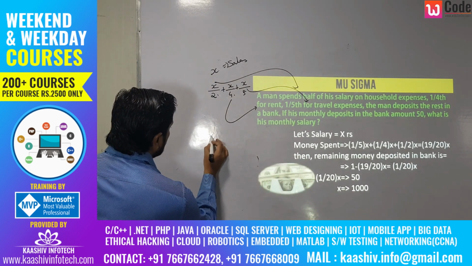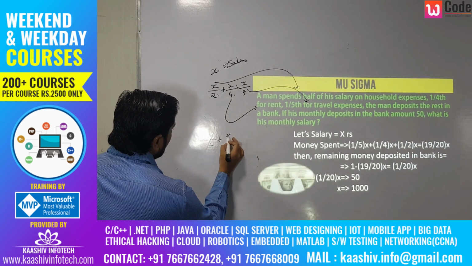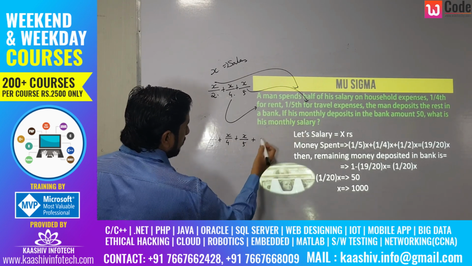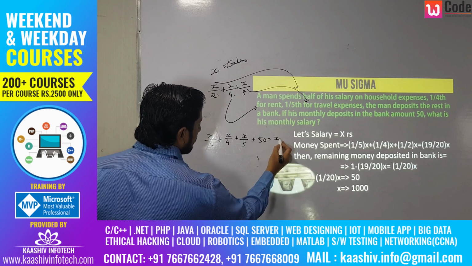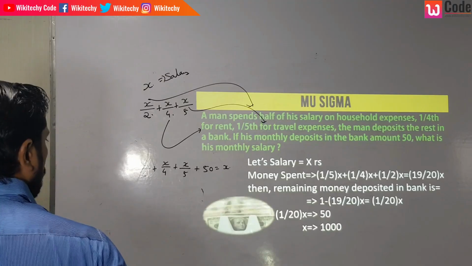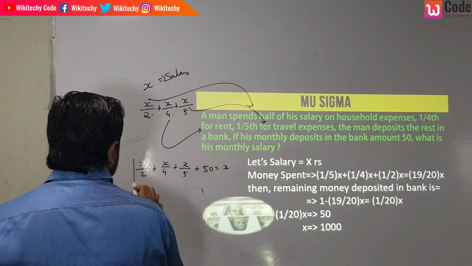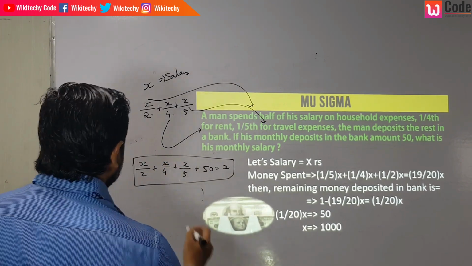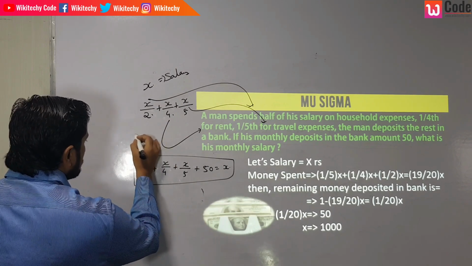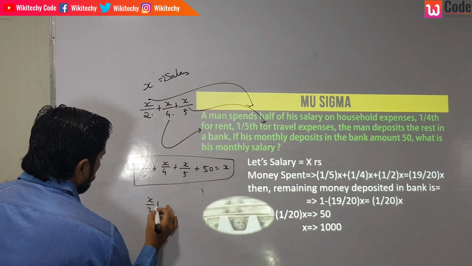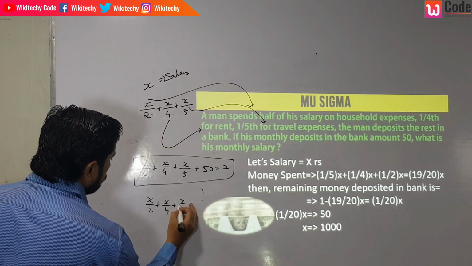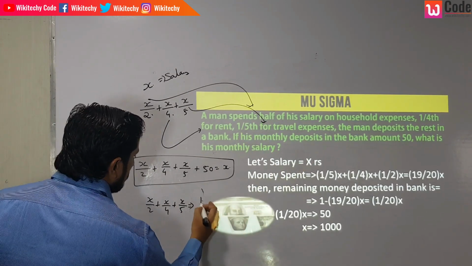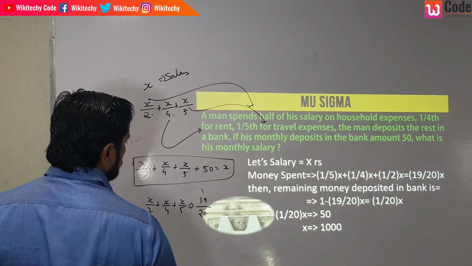So this is the answer: X by 2 plus X by 4 plus X by 5 plus he got remaining 50 rupees, which is equal to X. This is the one we are able to find. This is the equation we got. Okay, what I have done is I've added these expenses. So X by 2 plus X by 4 plus X by 5, I've added it. If I add this one, you'll get the answer as 19 divided by 20 X.